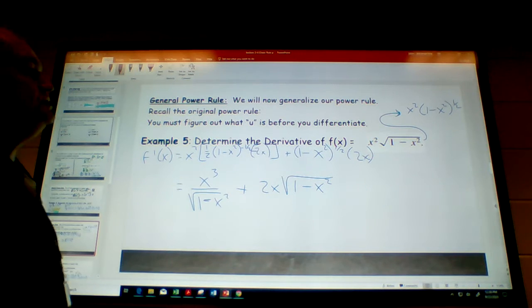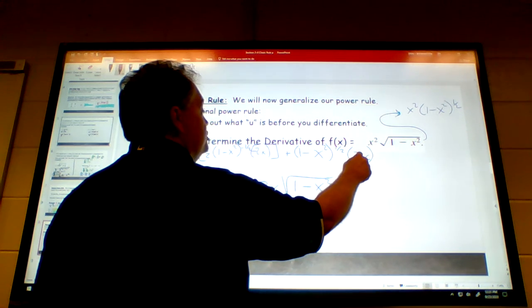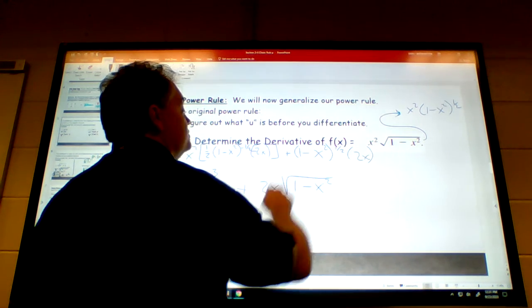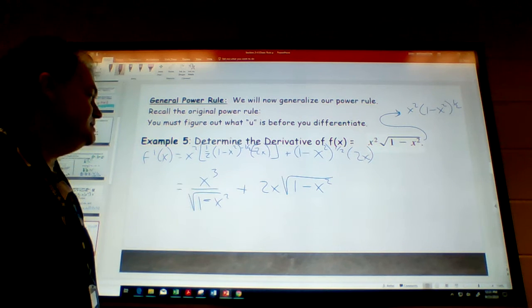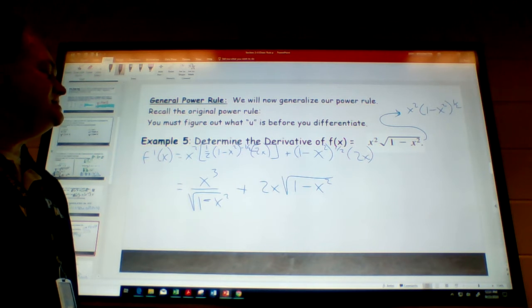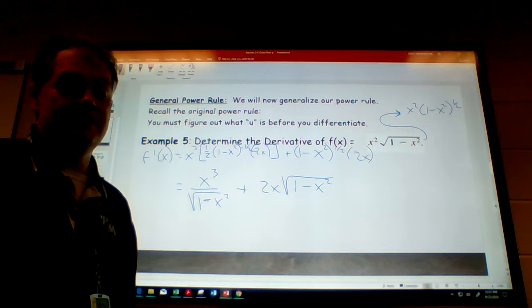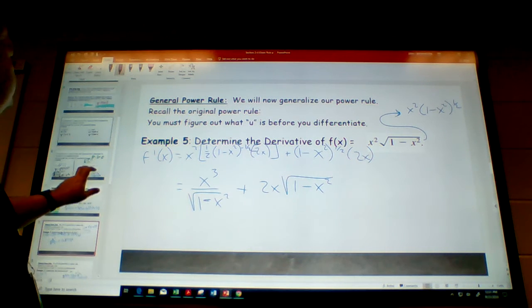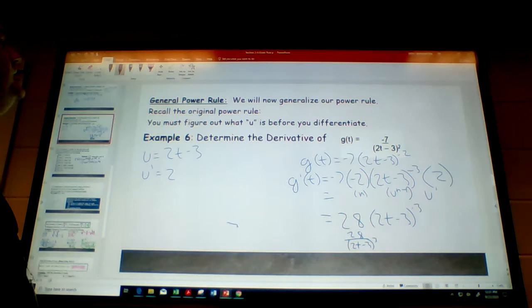And then for the second part, using product rule, differentiate the x squared, and that's 2x times the first, which is 1 minus x squared to the 1 half. And that all simplifies to give us x squared over the square root of 1 minus x squared. Sorry, that's x cubed. And then plus 2x times the square root of 1 minus x squared. All right.